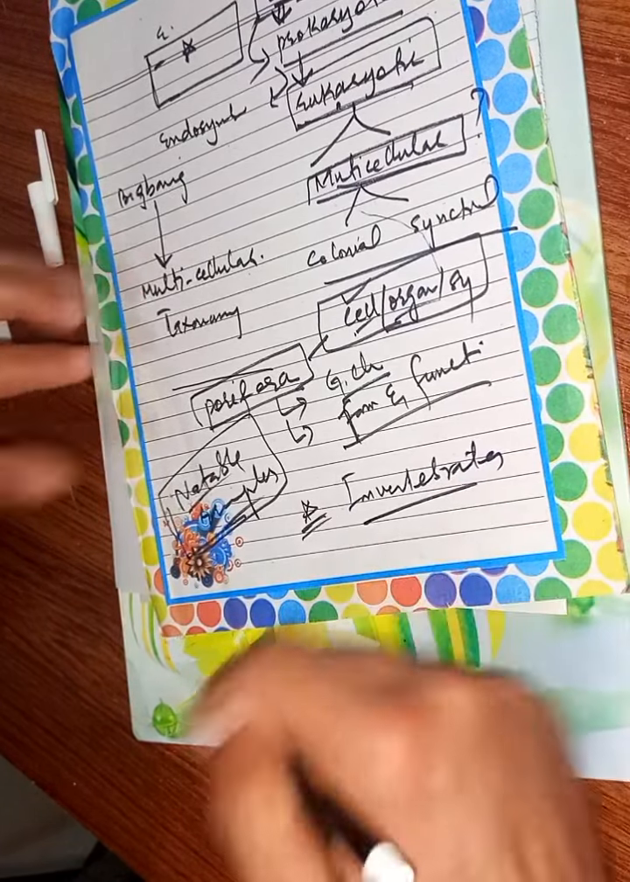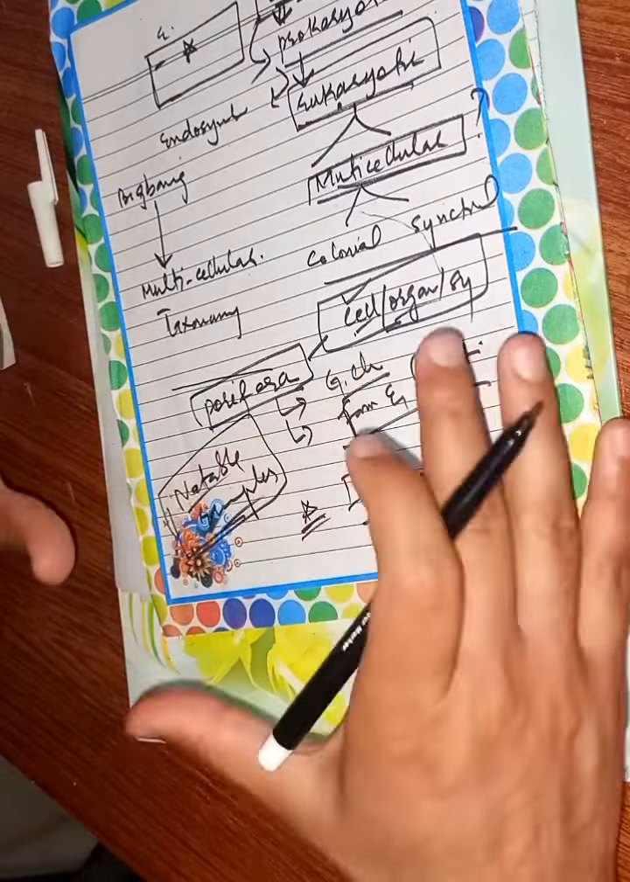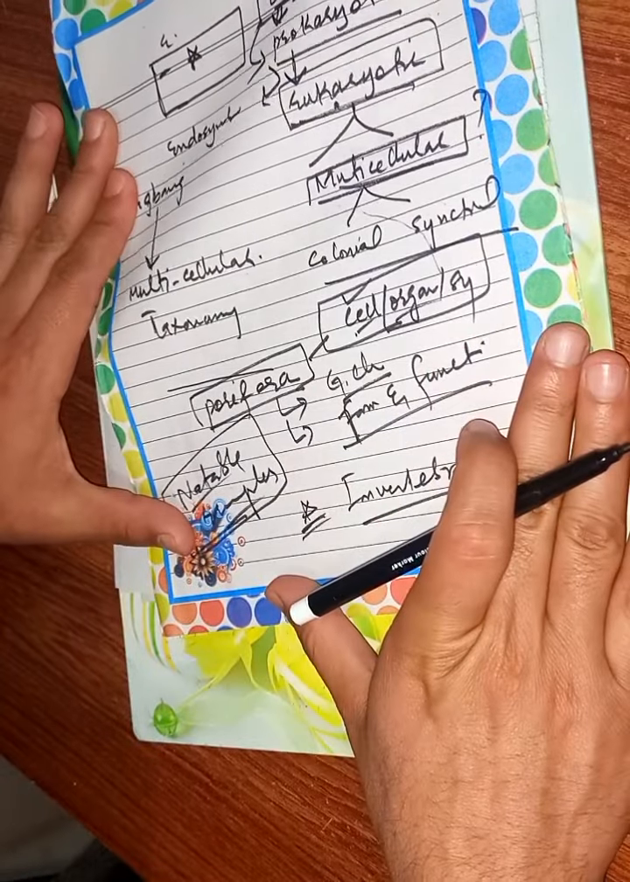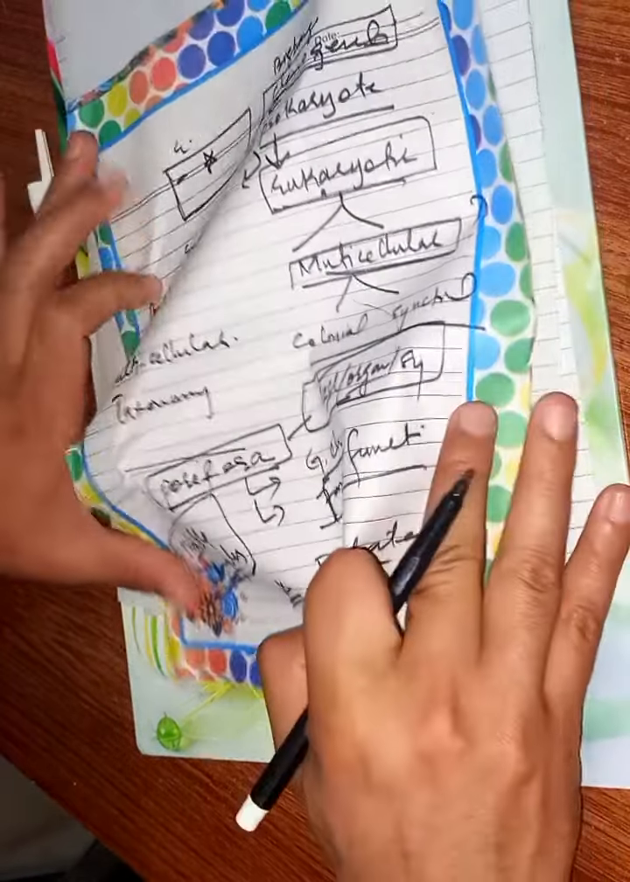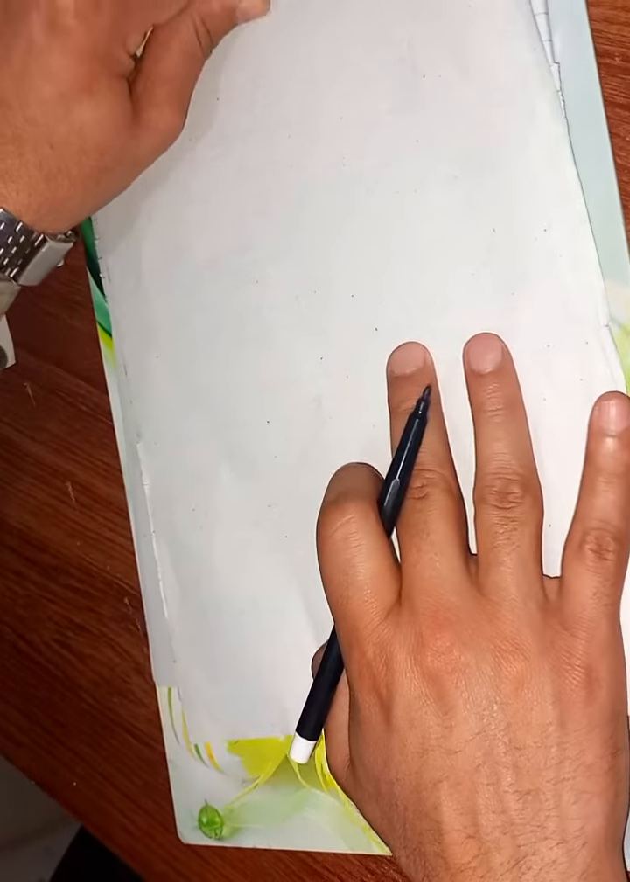So this is how I provided you a very basic plan for studying the kingdom Animalia, particularly the lower animals or invertebrates.